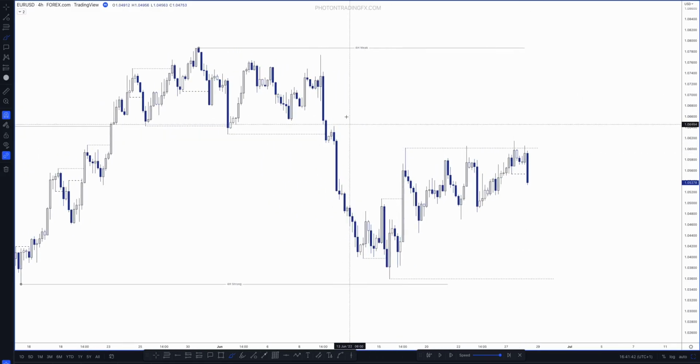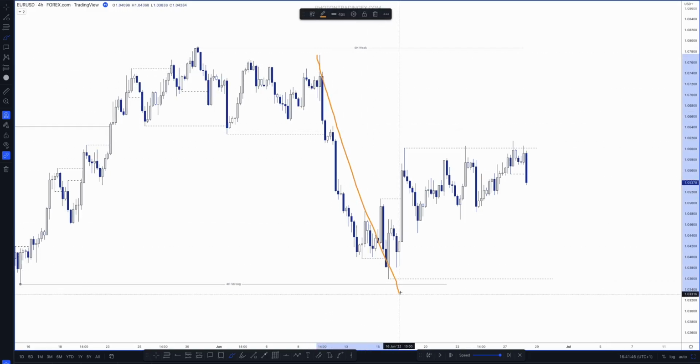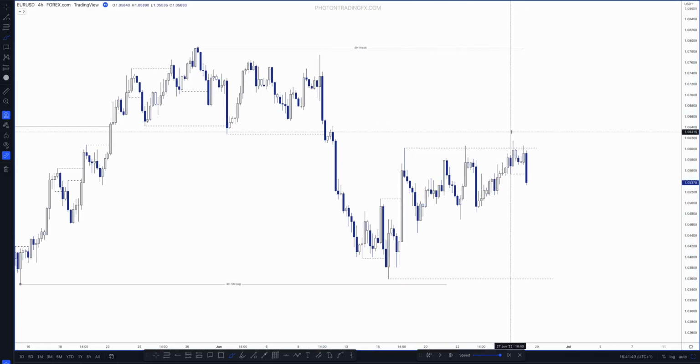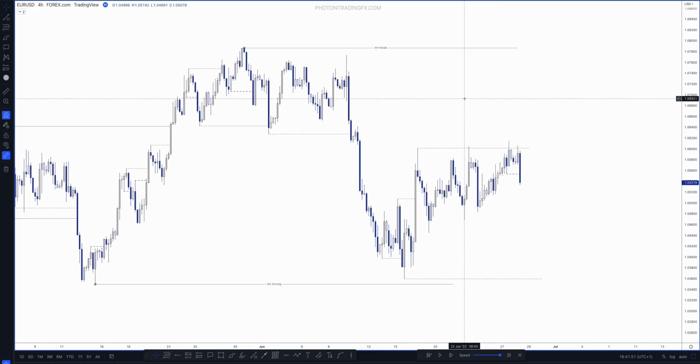Also something, it's a bit more discretionary, but I always say the characteristics, the nature of price action. See how impulsive this is? This is kind of quite corrective. But yeah, let's just stick to the framework and see what happens.